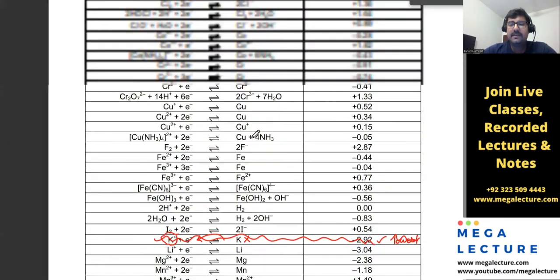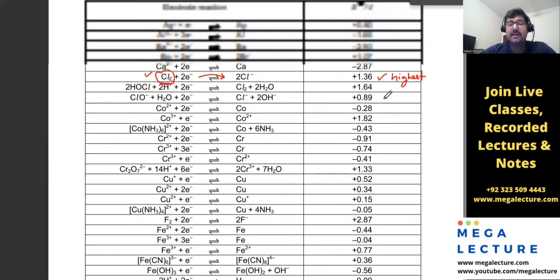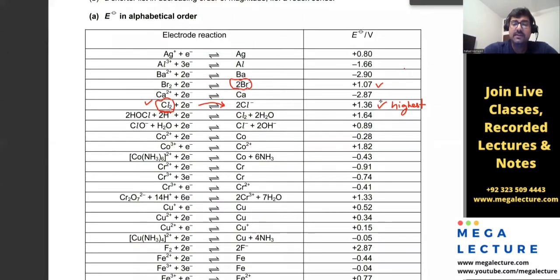Coming back to this, out of these two, which one is the lowest? The lowest is this one, right? And Br minus 1 is going to lose electrons. That makes perfect sense, I do have Br minus 1. So from this, I figured out who gains electrons and who loses electrons.